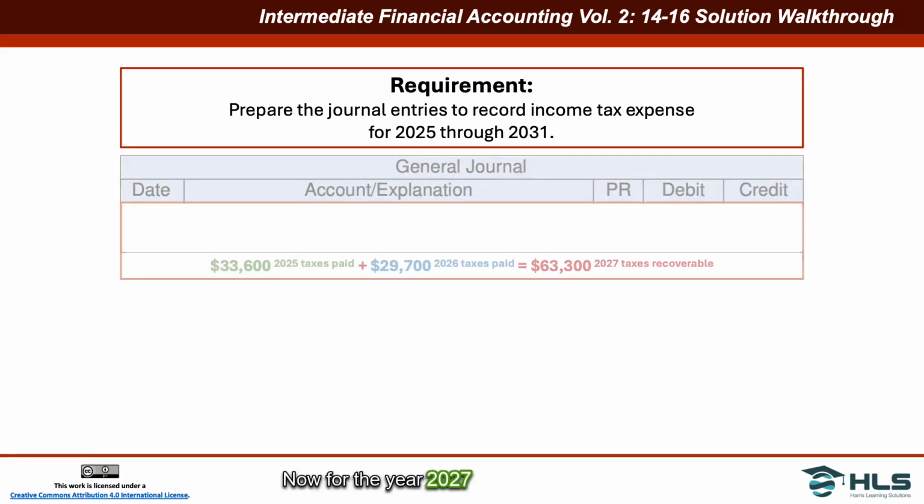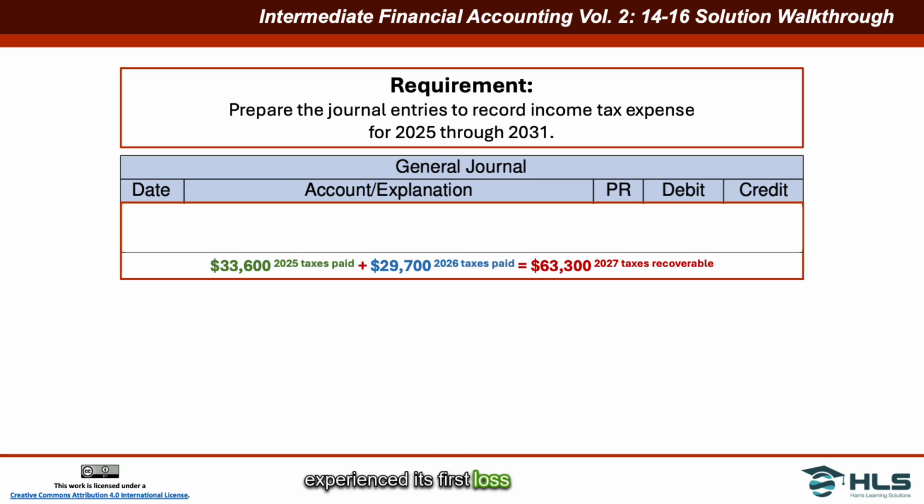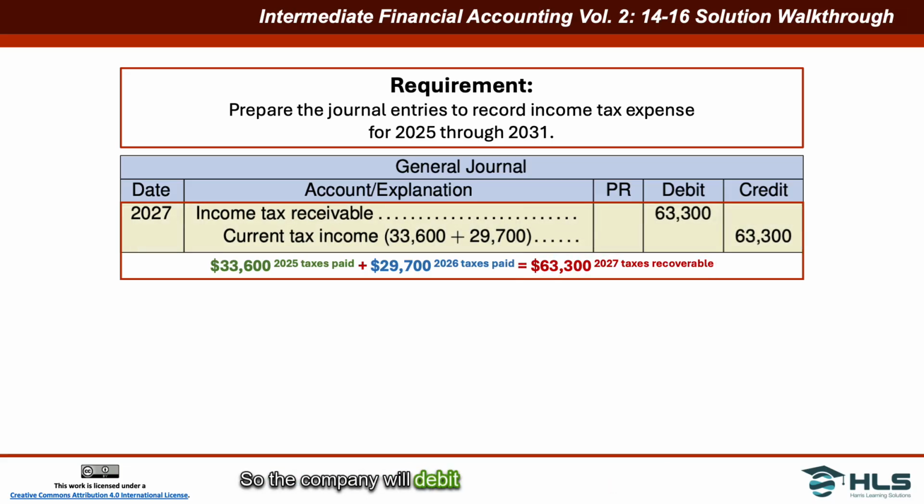Now for the year 2027, where the company experienced its first loss of $310,000. And that loss exceeds the combined previous years' taxable incomes, so the full amount of taxes paid in those previous years can be recovered. So we'll take the $33,600 in taxes paid in 2025, and add the $29,700 paid in 2026. That's a total of $63,300 recoverable in the year 2027. So the company will debit income tax receivable and credit current income tax for that amount.